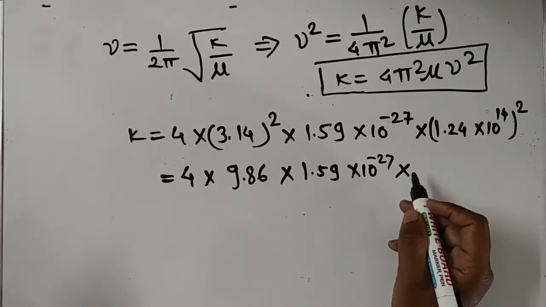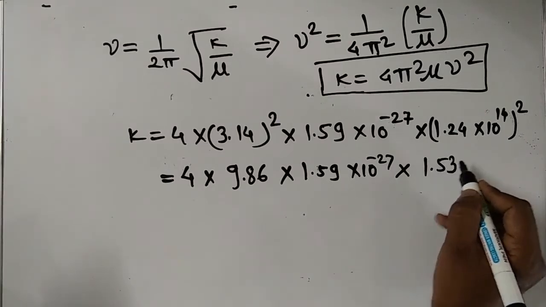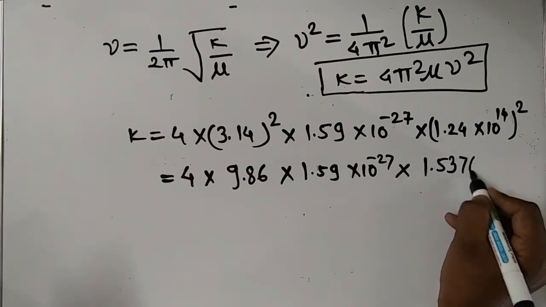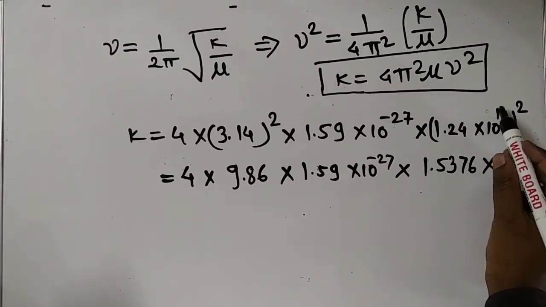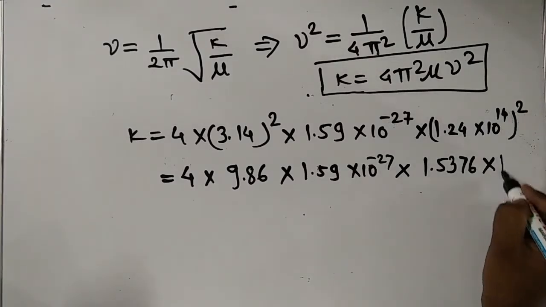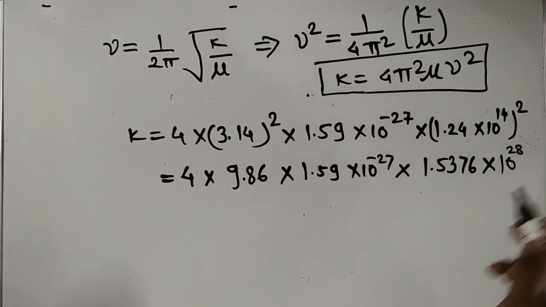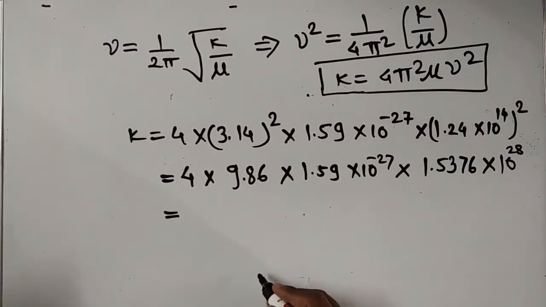1.24 into 1.24, so that comes out to be 1.5376 into, so this term 10 raised to 14, so square of this term is, so we have to do 14 into 2, right. So it is 28, so it is 10 raised to 28, right. So therefore we can now do the calculation.